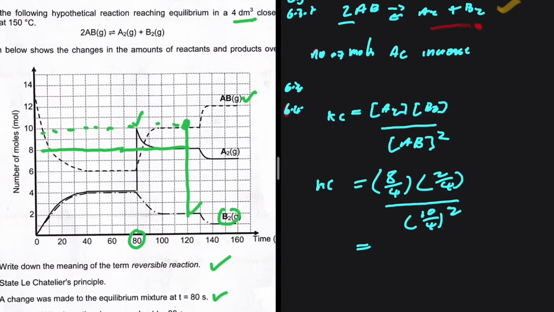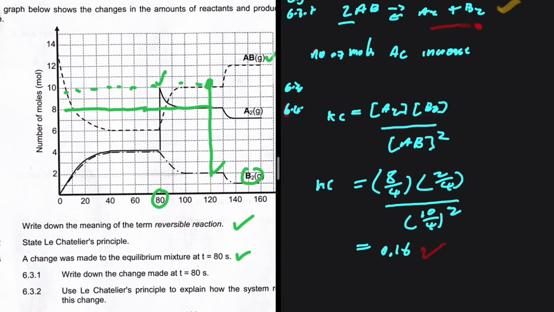Now it's just a matter of putting that in my calculator. So let me go ahead and do that fairly quickly. Divided by 10 divided by 4, everything to the power 2. I have 0.16. So there we go.